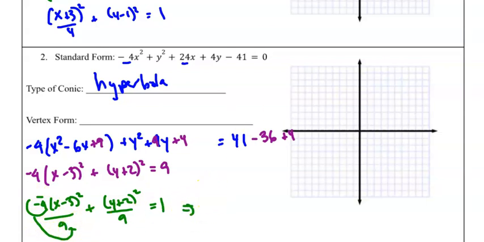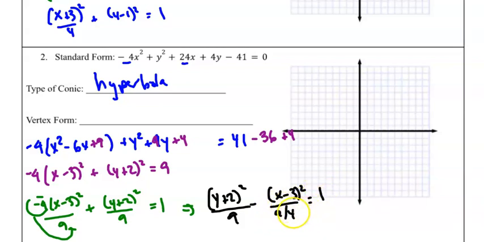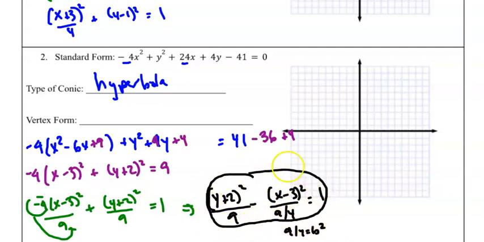So when I rewrite this, I'm going to put the positive term first: (y plus 2) all squared over 9. Then we'll subtract (x minus 3) squared, and it's going to be divided by 9/4. And I know that looks funny, but it's going to help me because this 9/4 is b squared. So it's going to help me graph this. This is my vertex form that I'm going to use to graph it.